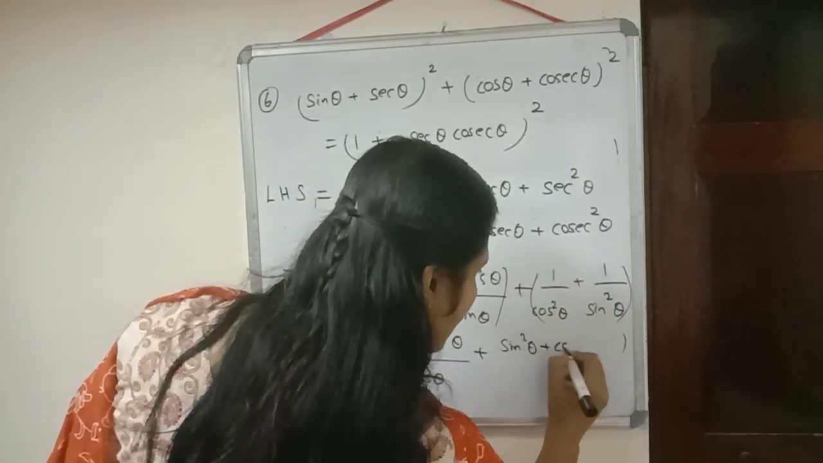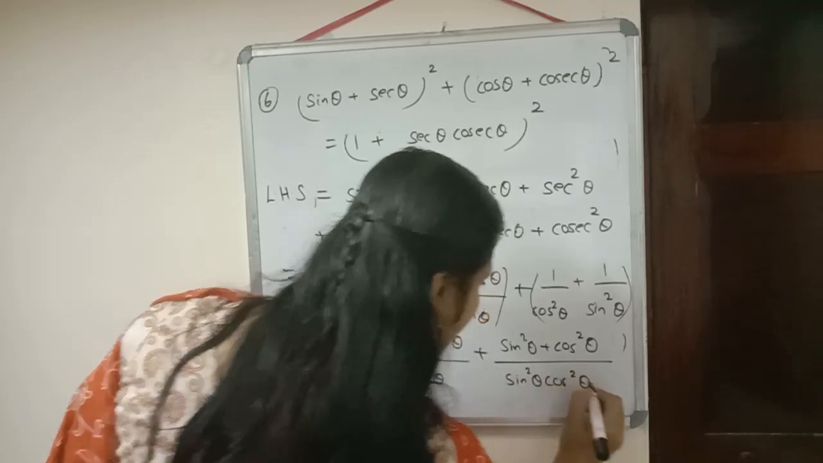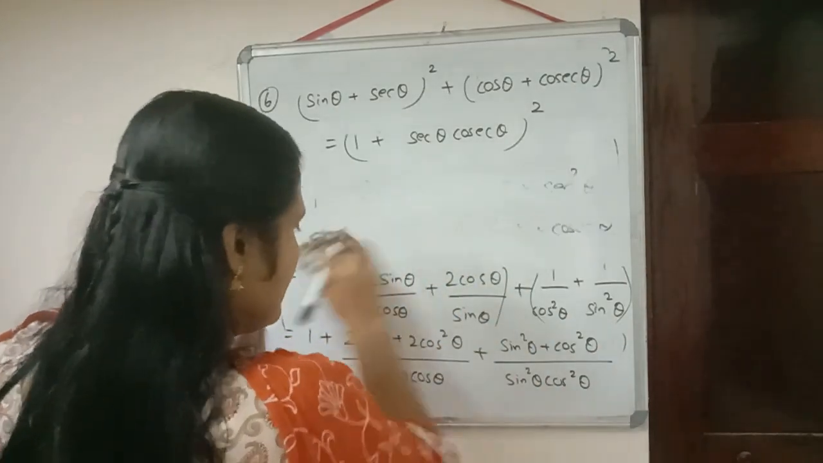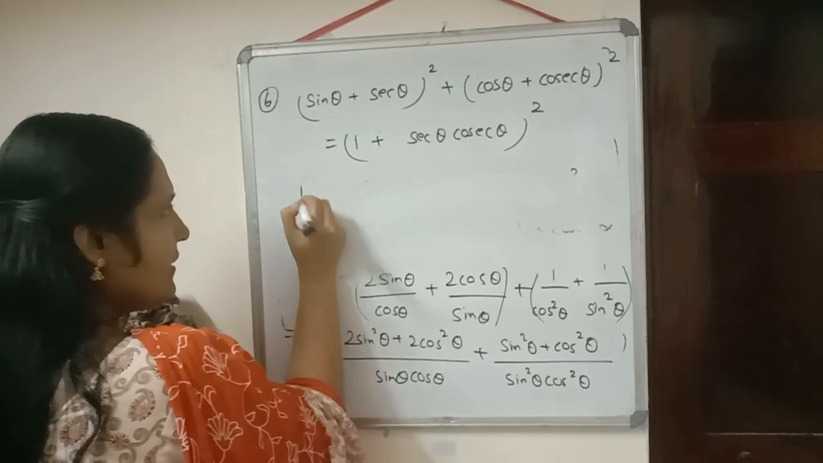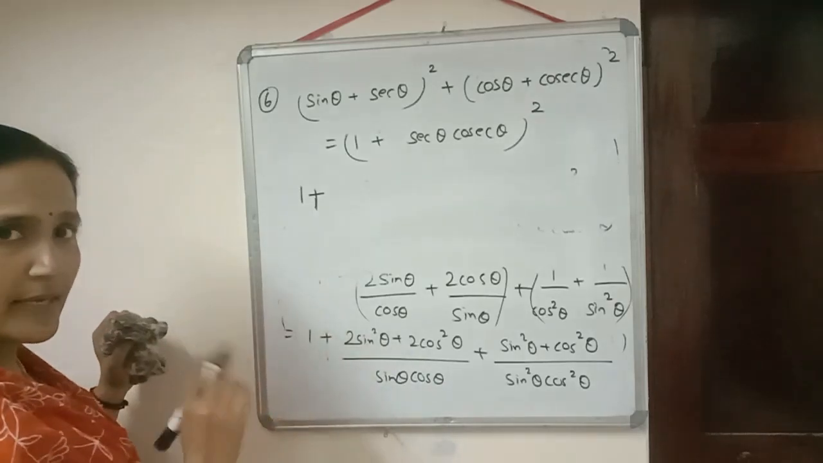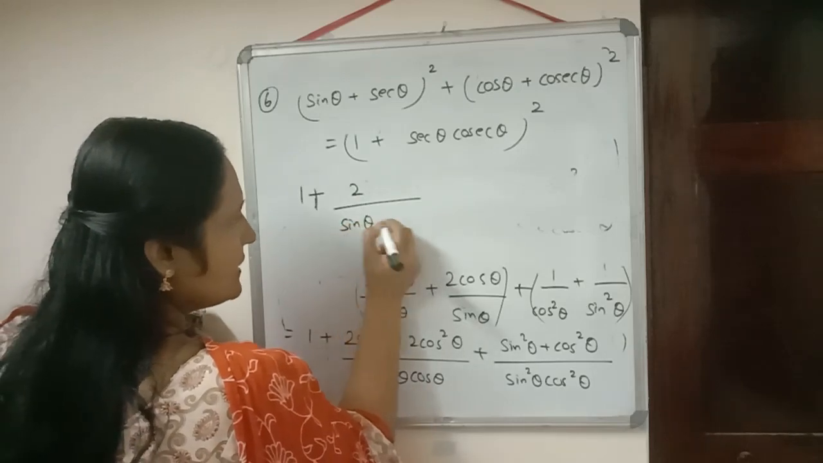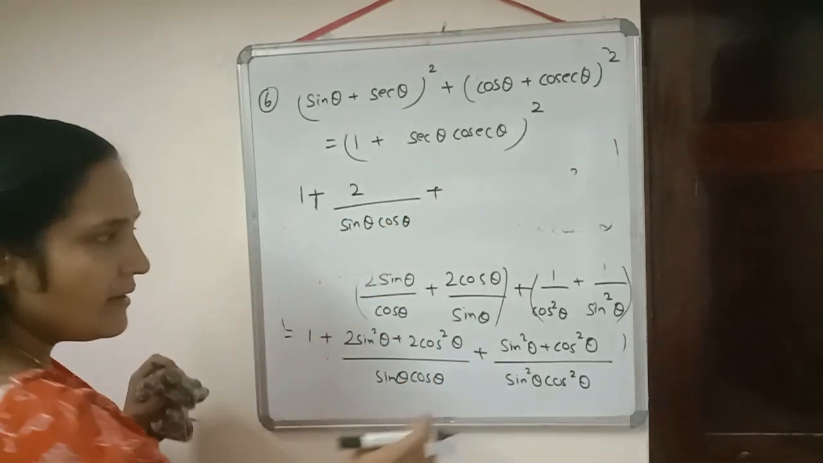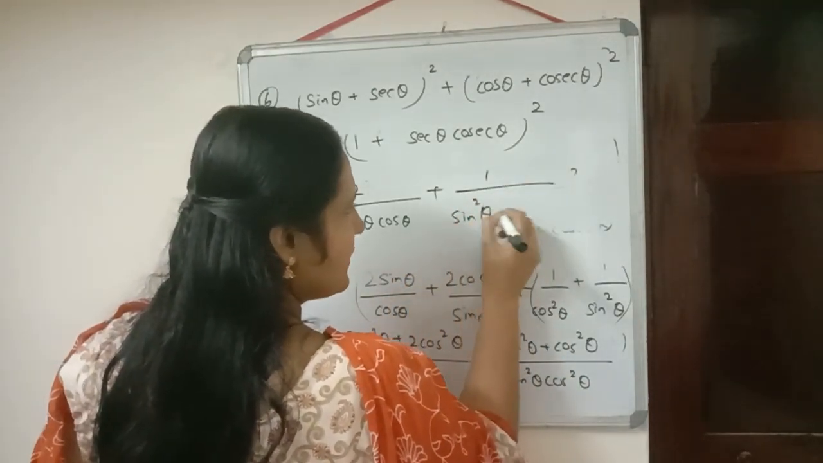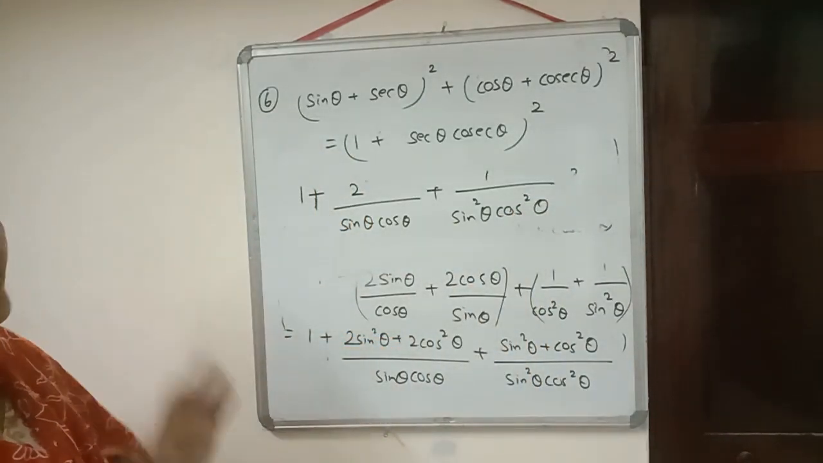Sin square theta plus cos square theta by sin square theta into cos square theta. So from here, if we take 1 common, this 1 is as it is, plus here if we take 2 common, inside the bracket it will come sin square theta plus cos square theta, which is equal to 1. So we have here 2 by sin theta into cos theta plus 1 by sin square theta into cos square theta. So when we simplified everything, we are getting the term in this way.